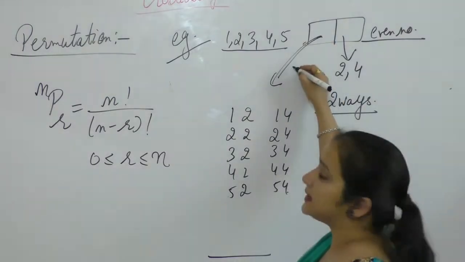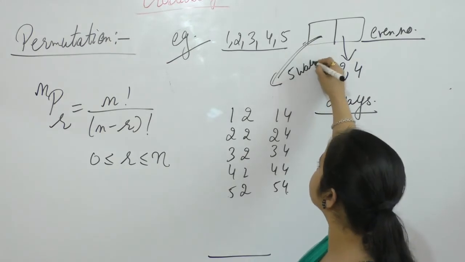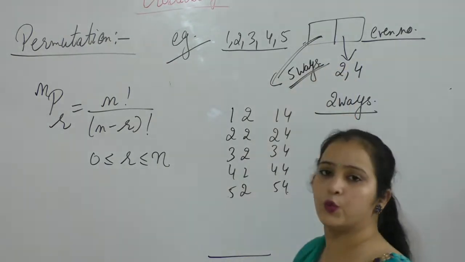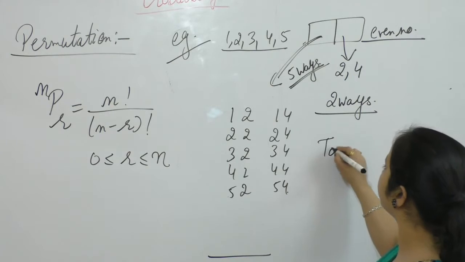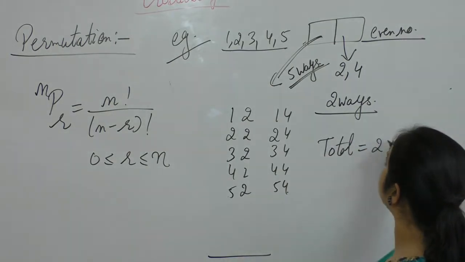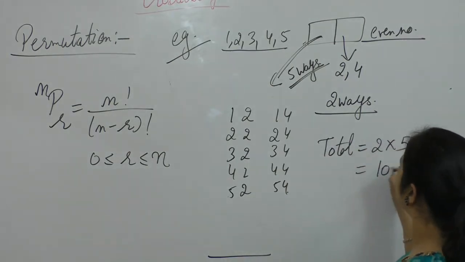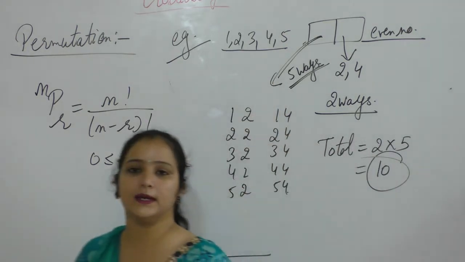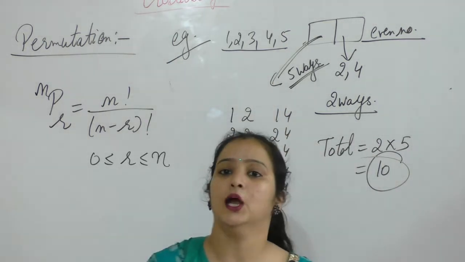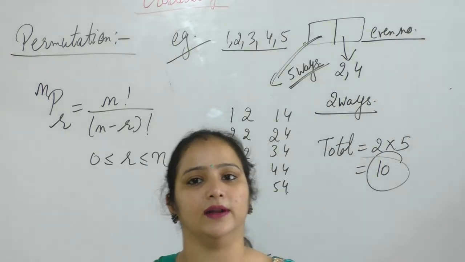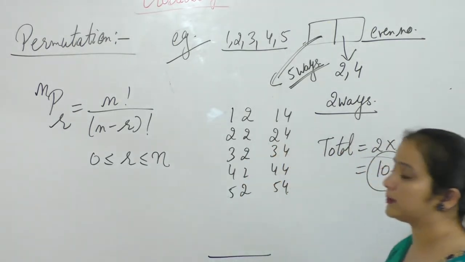So we can fill the tens place in 5 different ways. So the total number of ways is 2 into 5, that is 10. So with 10 ways we can arrange these numbers to make a 2-digit even number. Note up to here.